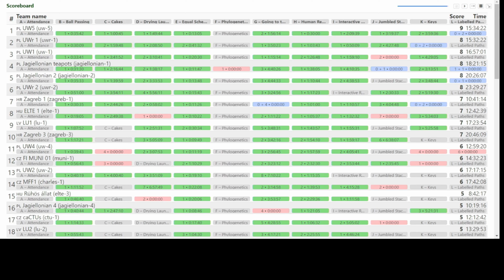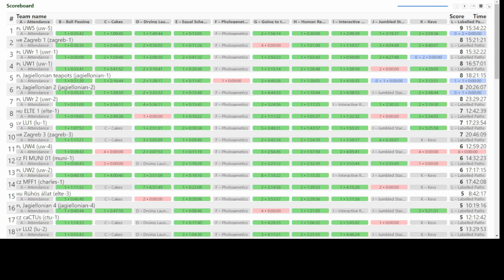Then we have Zagreb 1. Did they manage to solve the going to the moon? No. But did they manage to solve problem K, a comparatively much harder problem? Of course they did. With this, we've determined place 7.